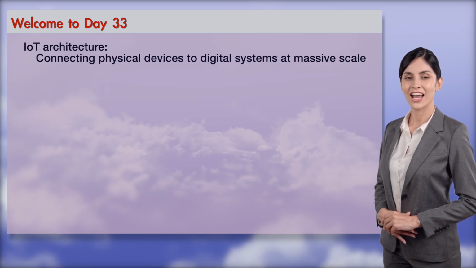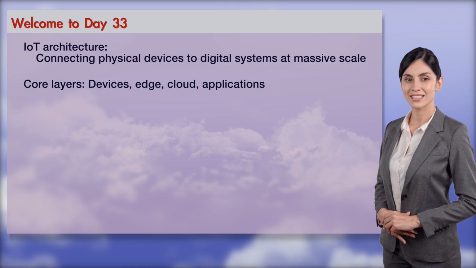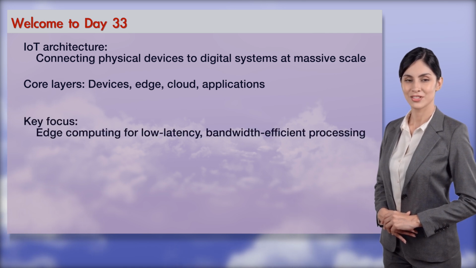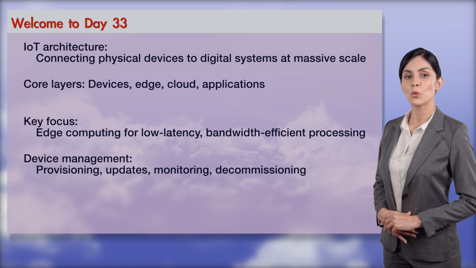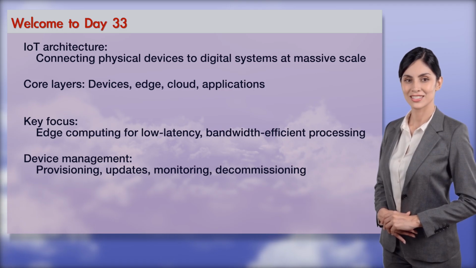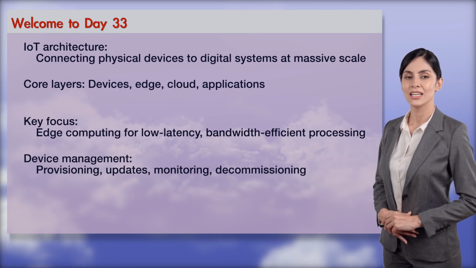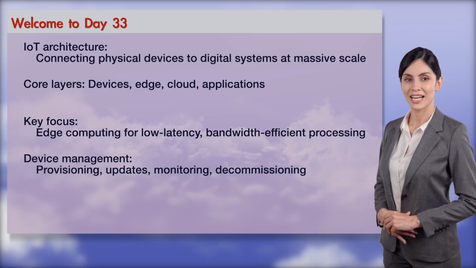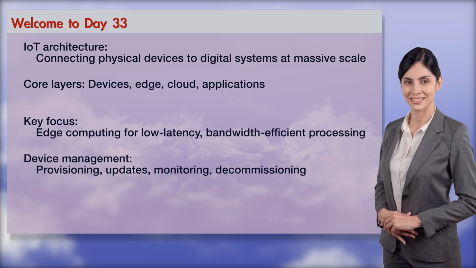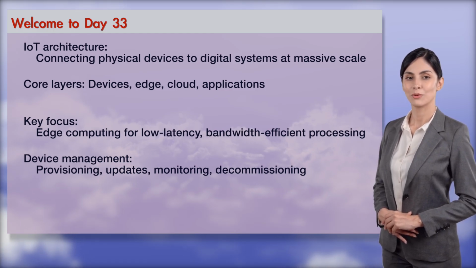The Internet of Things, IoT architecture, is about connecting vast numbers of physical devices, sensors, actuators, cameras, industrial machines, wearables, to digital systems, often at massive scale. We'll break it down into core layers: the devices themselves, the edge layer for local processing, the cloud backend, and the application layer that delivers value to users. Today, we place special emphasis on edge computing, which moves intelligence closer to the devices to reduce latency, save bandwidth, and enable real-time decisions even with intermittent connectivity.